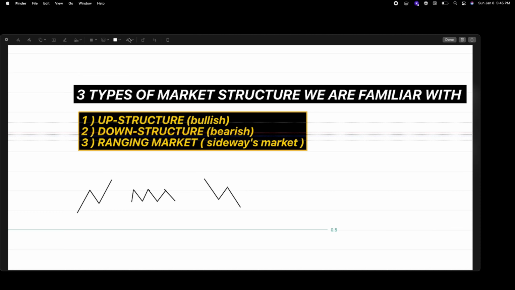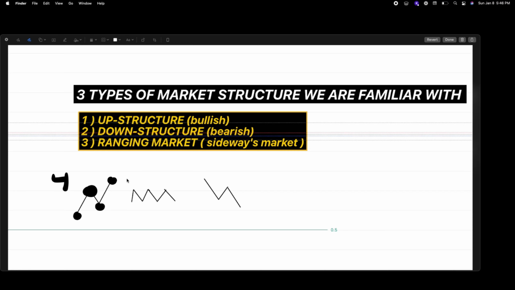So, hold on a second. I'm trying to get this pencil tool. Alright, so that's 1 high right there. That's the second high. A lower high and another lower high. So total 4 highs. So you need 2 lower highs and 2 highs in up structure.